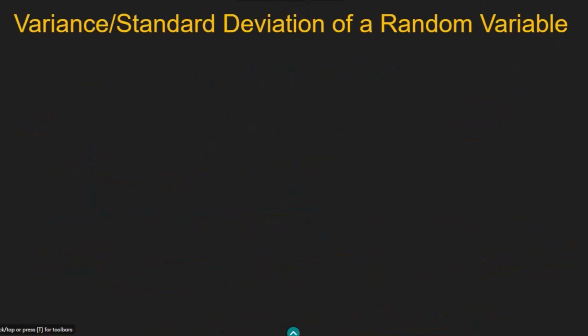Today I am going to talk about another very important characteristic of data, and that is the variance or standard deviation of a random variable. Previously we have seen how we can find the expected value of a random variable or expected value of a data.